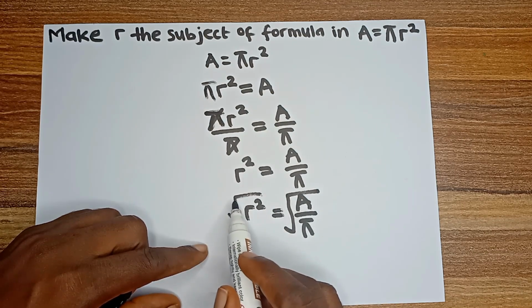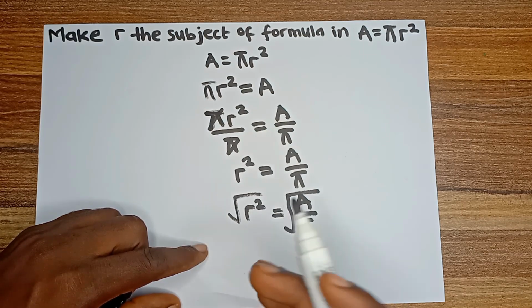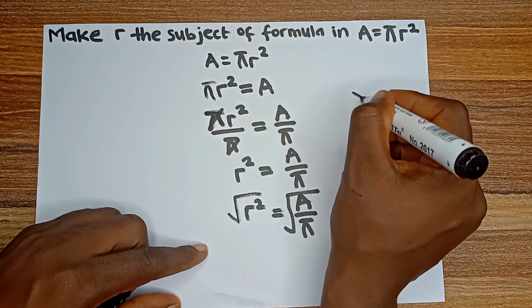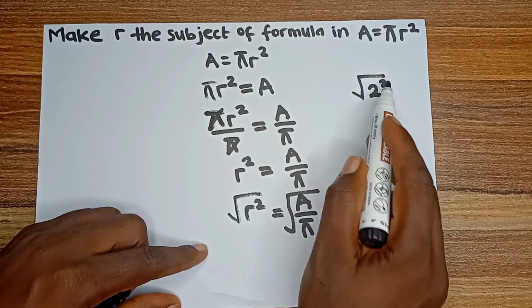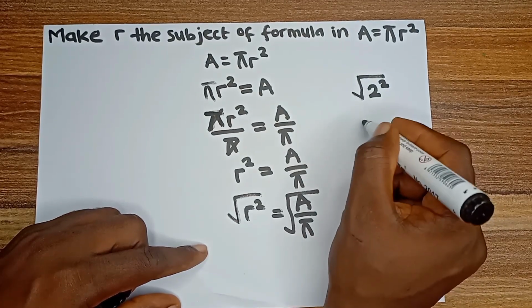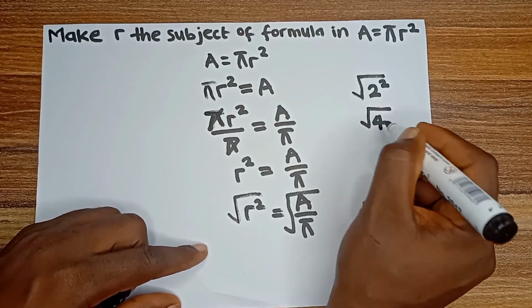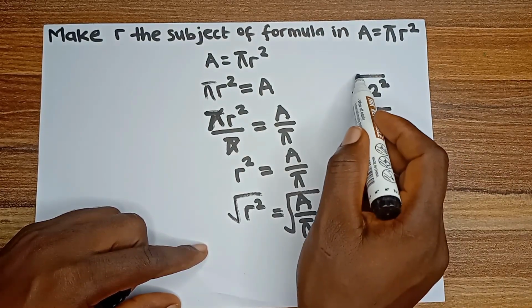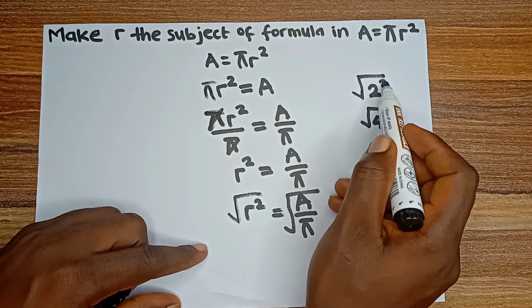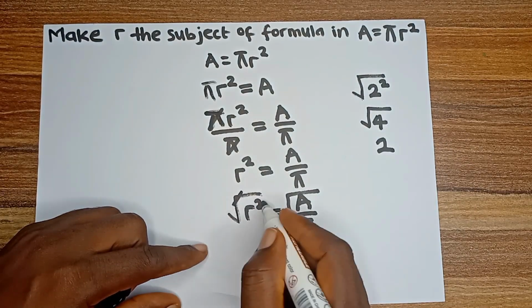At this point, square root is going to cancel out square. How do we know that? If we have square root of 2 squared, square root is going to cancel out square because we have 2 squared is equal to 4. So we have square root of 4. Square root of 4 is the same thing as 2. This shows that this initial square root has cancelled out this square. So in this case, square root is going to cancel out square.